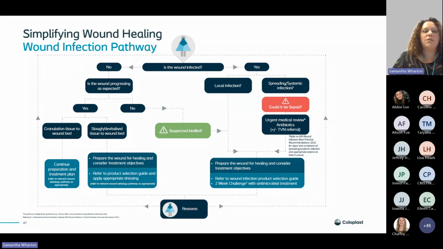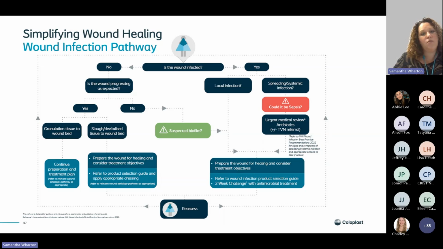Then we're going back up to the top. So is that wound infected? Yes. So is there signs of local infection? So thinking back to those subtle signs, those classic signs of infection, then again, we need to be preparing that wound, optimizing that wound healing environment, removing any devitalized sloughy tissue, disrupting that biofilm that will be protecting those microorganisms, and then using that active agent, using that 2 weeks challenge with the antimicrobial treatment.